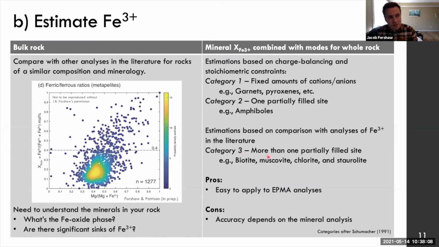And then there's category 3 where you have these minerals with more than one partially filled site that I talked about yesterday, and you can really only estimate it in those based on comparison with analyses in the literature. So the same as what you'd be doing on the left-hand side. And the pros of this, well, this is really easy to apply, and if you're doing EPMA work, then you already have the values anyway. And the cons, well, accuracy depends on the mineral analysis, and this is both on the EPMA analysis that you originally collect, or the analysis of the authors that you're making your estimate based on. So there are issues with that. So that's the two ways you can get at iron 3+. You can either estimate or you can measure.